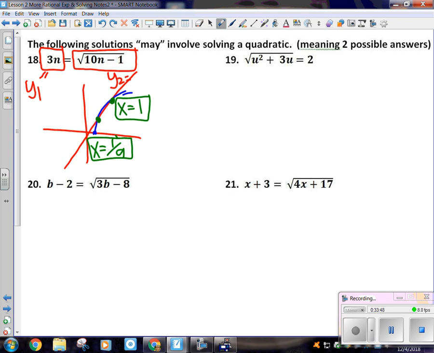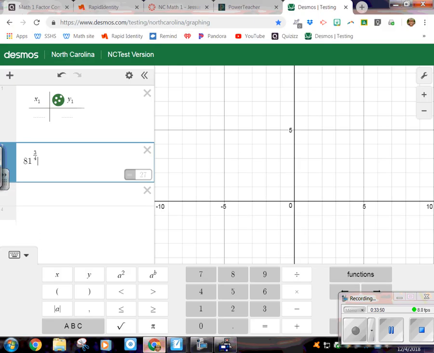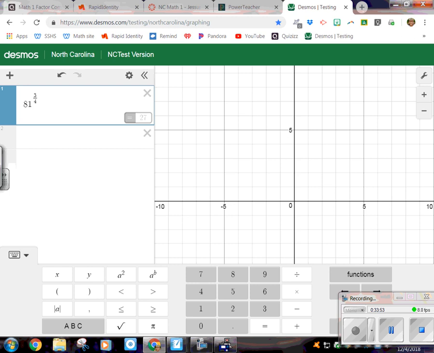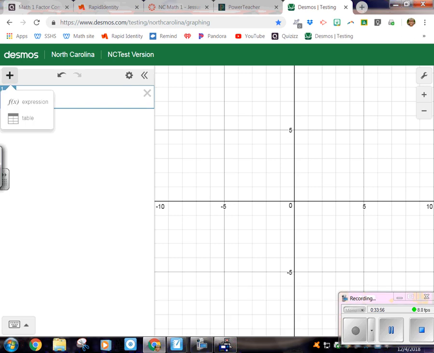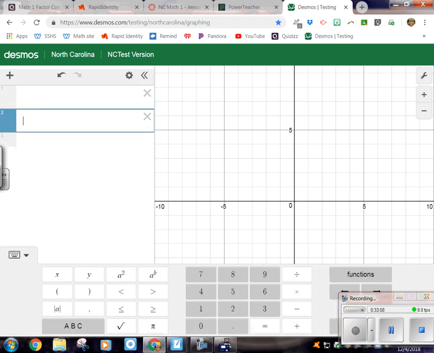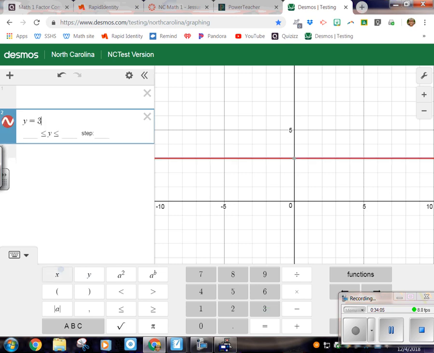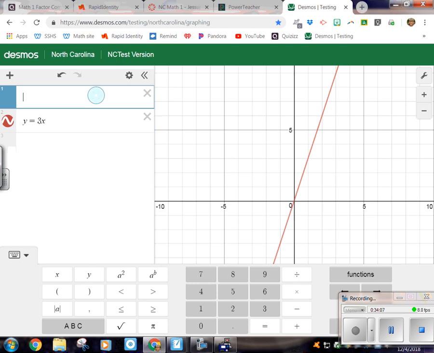So, I have not tried this on Desmos. Let's give it a shot. Have y'all done Desmos? Same thing. We're going to do the same thing. I'm going to go add expression. I'm going to type in y equals 3, and you can type in n. Okay, I'm going to do 3x. And I'm going to type in y equals, and it has to be square root, and I think it was 3n? No, 10n minus 1.